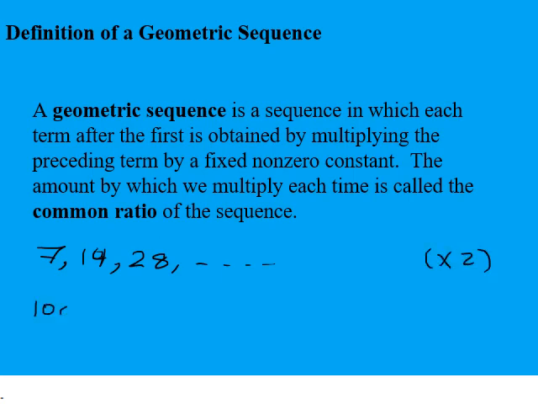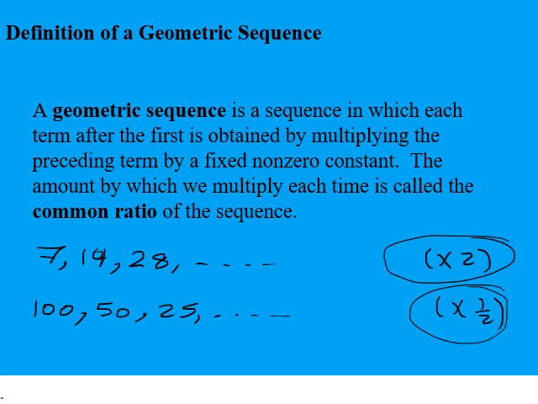Or if I start with 100 and then multiply it by half, which is the same as dividing by 2, it gives me 50, multiply by half gives me 25, and so on. So a geometric sequence is a sequence where I'm multiplying by a constant non-zero value each time. This number that we multiply with, we call it the common ratio.